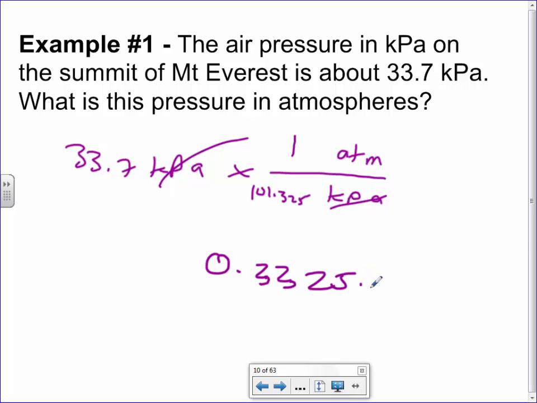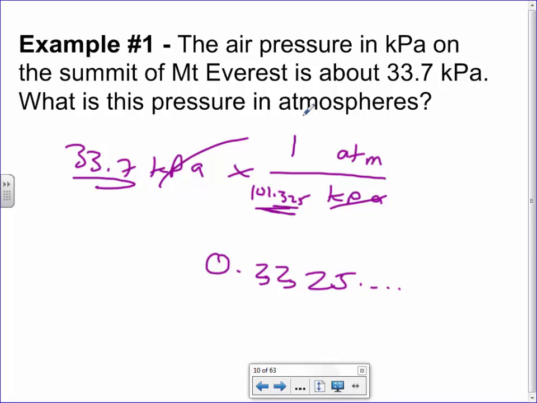3325. Okay, I'll go with that for now. Let's talk sigdigs then. This has three sigdigs. This number has been precisely determined so that there's six sigdigs. On purpose, it's been determined that way so that this hopefully never limits you in sigdigs.